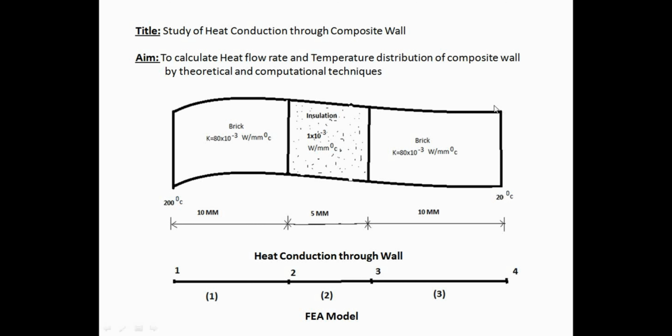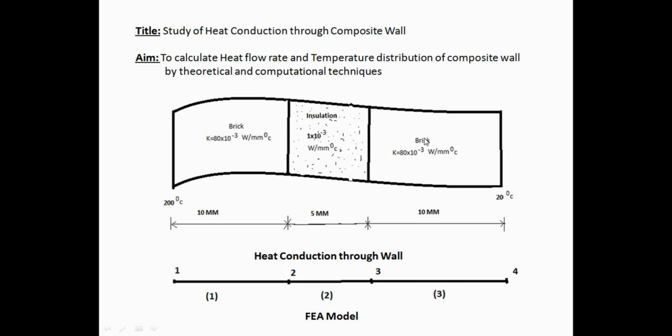There is a composite wall given, a brick wall, and between the brick walls there is insulation. The purpose of the insulation is to avoid heat flow across the wall. For the brick, the thermal conductivity is given as 80 into 10 raised to minus 3 watt per mm degree centigrade, while the thermal conductivity of the insulation is 1 into 10 raised to minus 3 watt per mm degree centigrade. The length of each element is given: first element 10 mm, second insulation 5 mm, and third element 10 mm. The temperature at the left end, the first node, is 200 degrees centigrade, and at the fourth node it is 20 degrees centigrade. That means the temperature is decreasing from the first node to the fourth node.